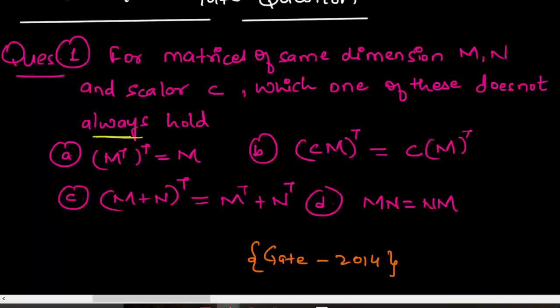Next we have scalar C multiplied by m and whole transpose. So this will be equals to C into m transpose. So this is also always true. Next is m plus n whole transpose equals m transpose plus n transpose. So this is always true. And finally is mn equals nm. So this property is not always true, because if mn exists, then nm may or may not exist. Also, mn is not equals to nm. So this is the right answer.